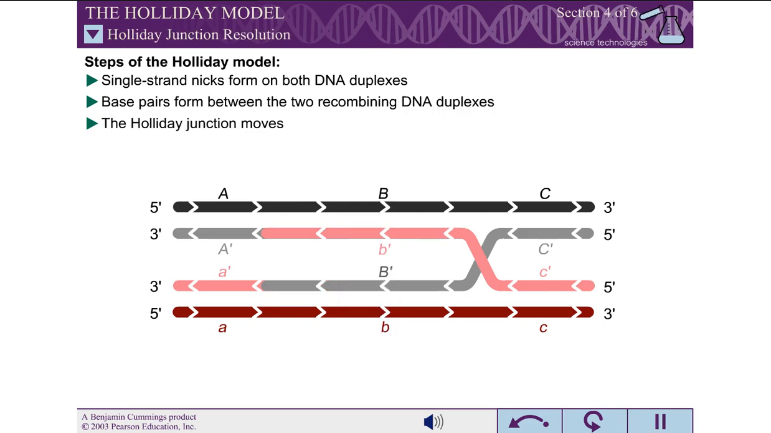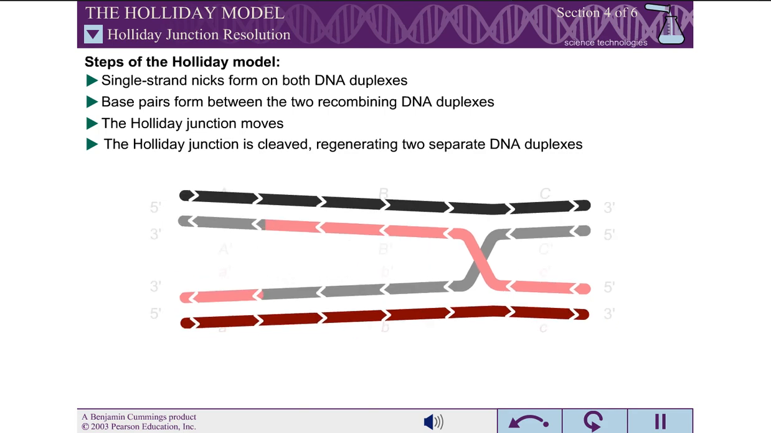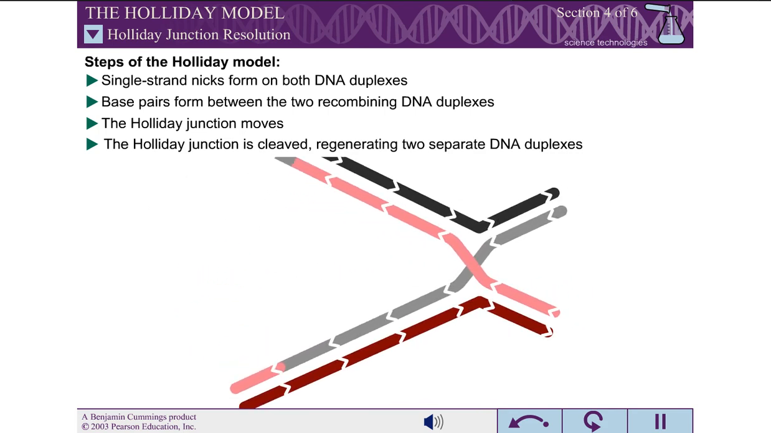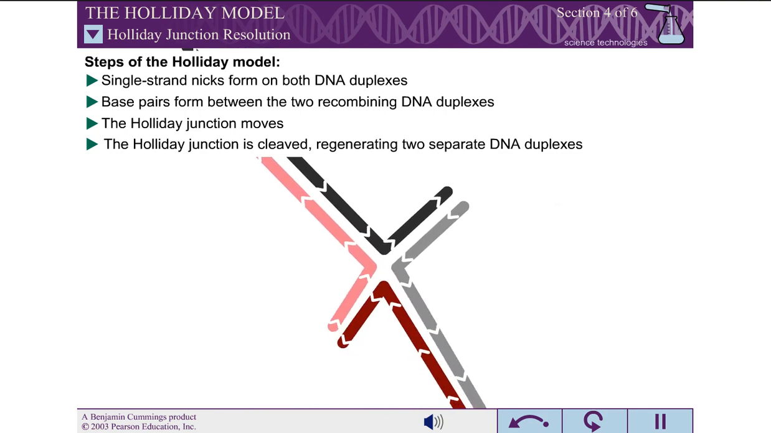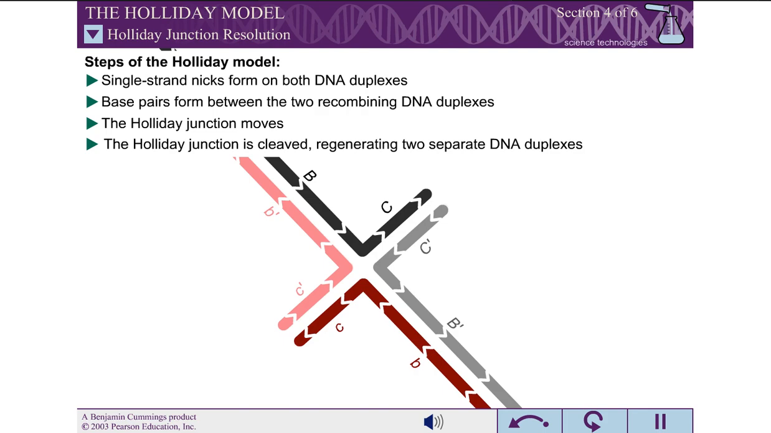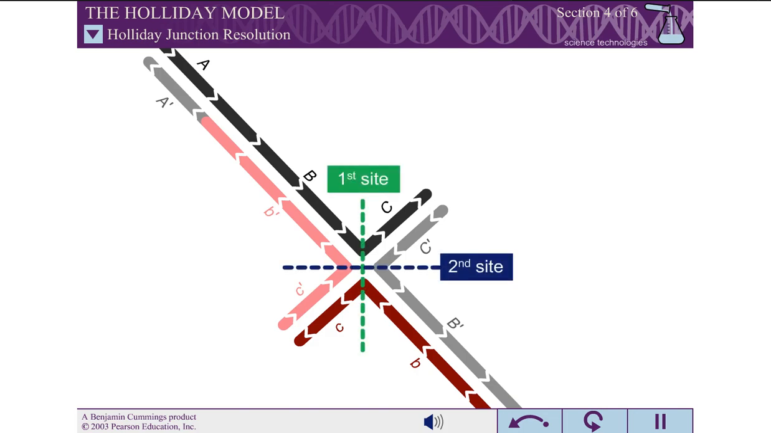The final step of DNA recombination is cleavage of the Holliday junction to regenerate two separate DNA duplexes. This process is called resolution. To aid in the visualization of this step, the Holliday junction is rotated to give a square planar structure with no crossing strands. Resolution can occur at one of two possible sites. Cleavage at each of these sites results in a different genetic outcome.